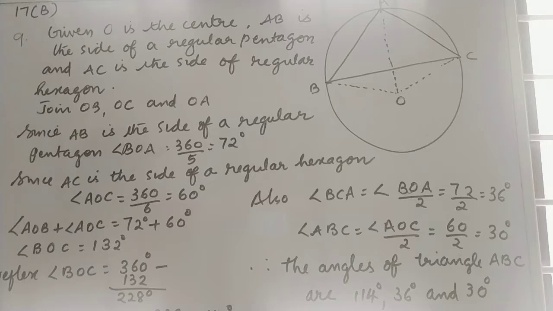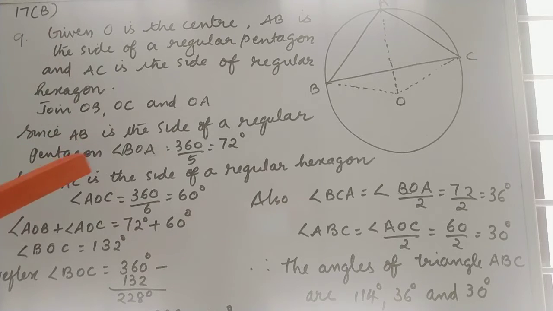Welcome back. Now we can start question number 9, exercise 17b. The figure shows a circle with a center O. AB is the side of a regular pentagon and AC is the side of a regular hexagon. Find the angles of triangle ABC. That means we want to find out angle A, angle B and angle C.